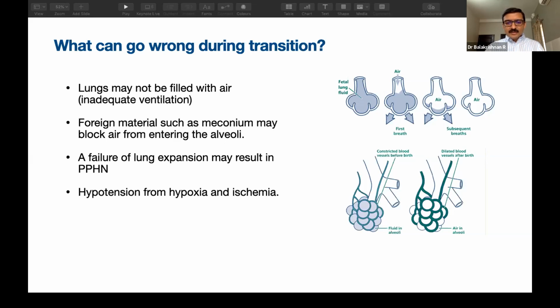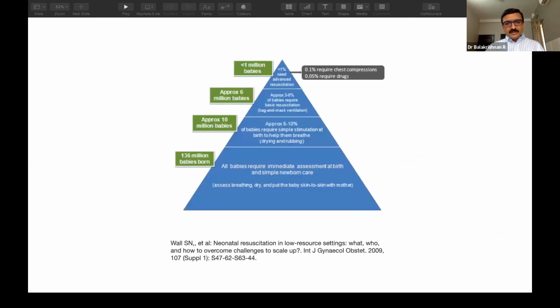So a hypoxic ischemic insult can cause multi-organ dysfunction involving all the organ systems, especially the CNS, which can result in both short-term and long-term mortality and morbidity. So the aim of resuscitation is to facilitate this transition in the neonate so that we can prevent hypoxia and ischemia in our neonate. So this is a pyramid approach in neonatal resuscitation.